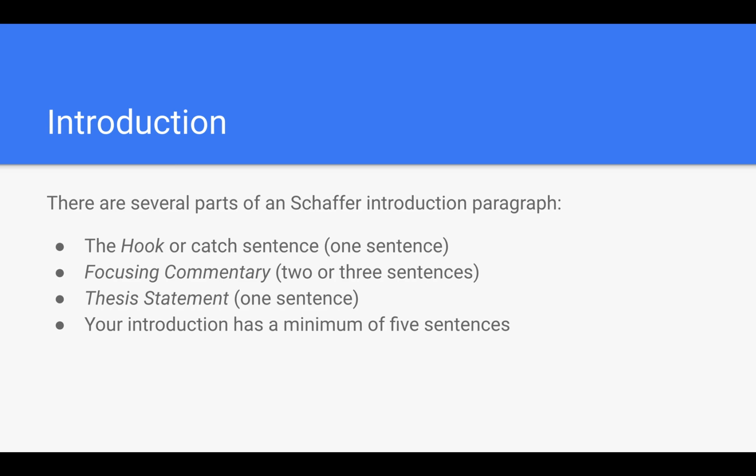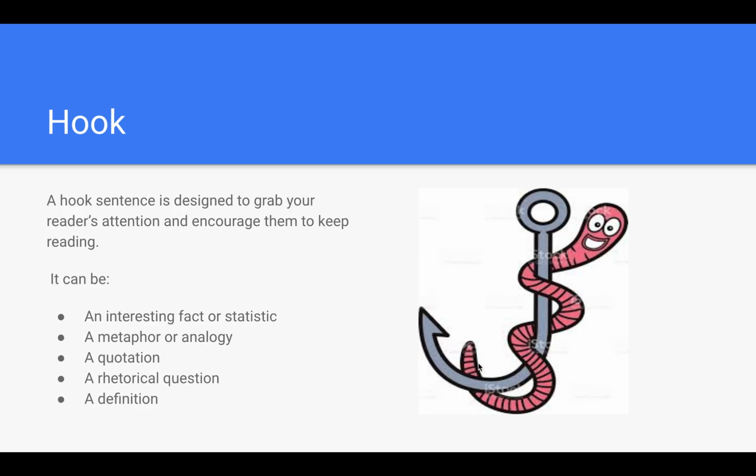Okay? So your introduction, it can have 4 or 5 sentences. So you have a hook, you have 2 or 3 sentences of focusing commentary, and then a thesis statement. Your thesis statement is expressed in 1 sentence, and that is the most important sentence in your essay. Okay, so a hook. What is a hook? As I said, a hook is designed to grab your reader's attention, to get them reading, and to make them want to keep reading your essay.